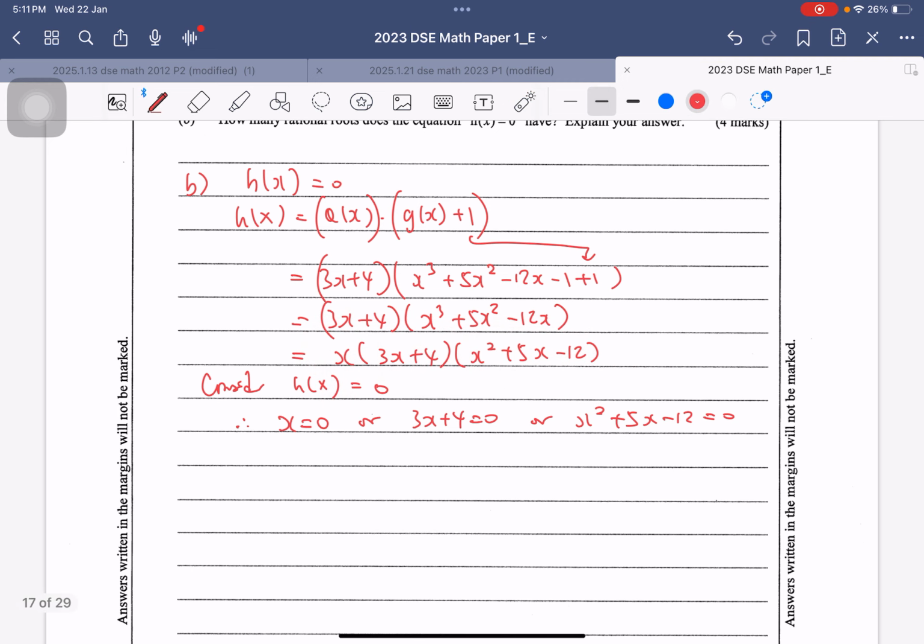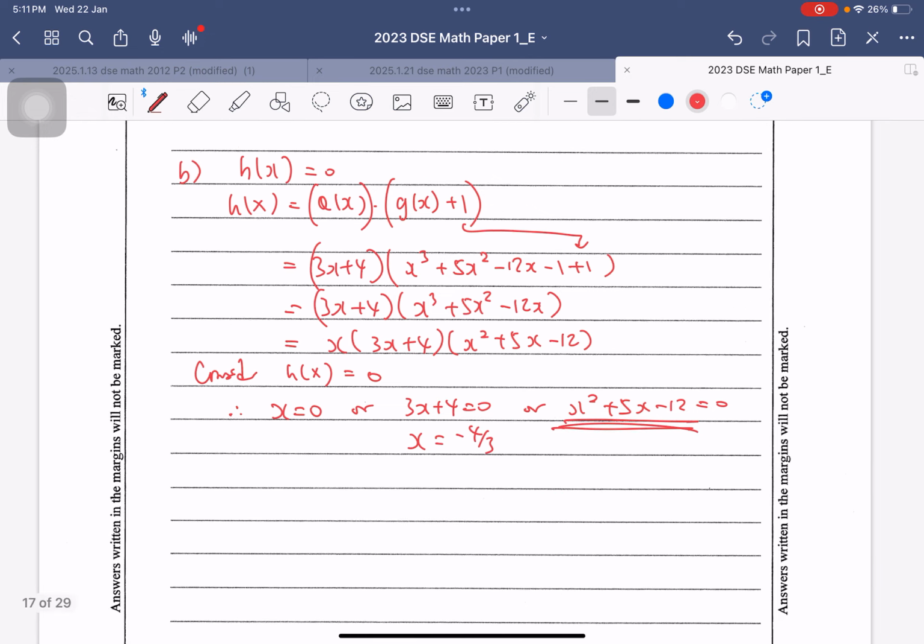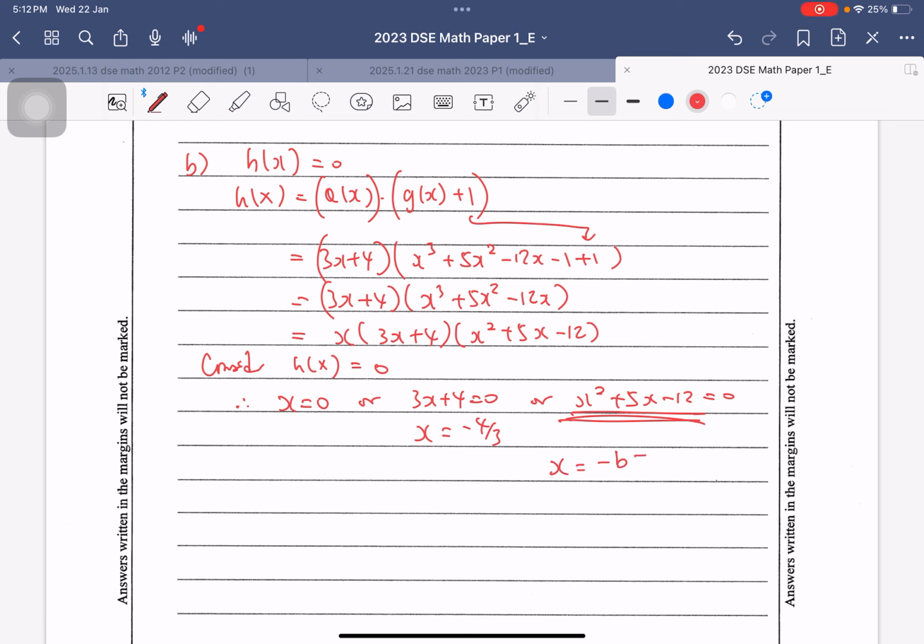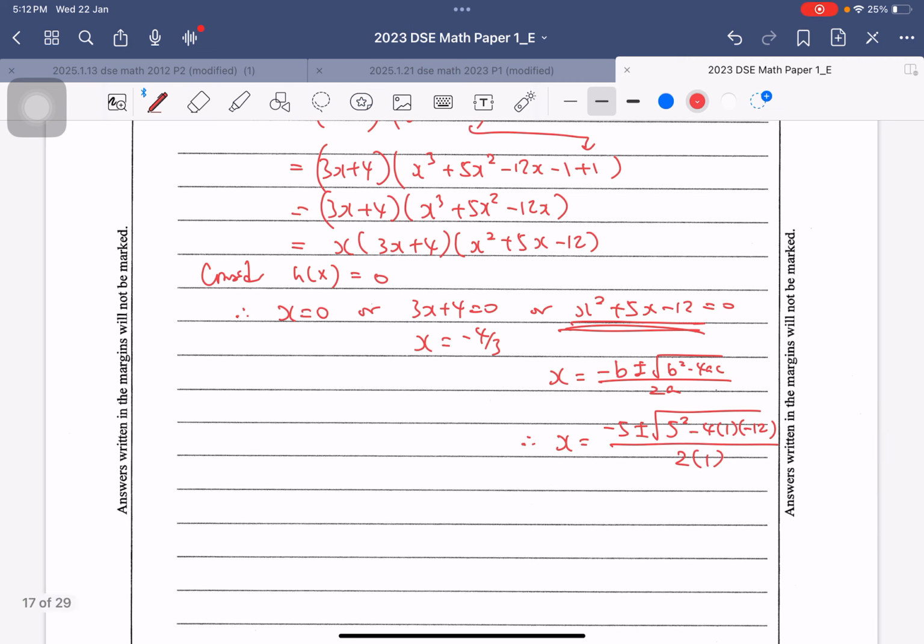So now we can say x is equal to 0 or x is equal to negative 4 over 3. Then how to solve this equation? We can use the quadratic formula, isn't it? So x is equal to negative b plus or minus the square root of b squared minus 4ac, divided by 2a. So we can say x is equal to negative 5 plus or minus the square root of 5 squared minus 4 times a, which is 1, times c, which is negative 12. This is ax squared plus bx plus c. And then we divide by 2a, which is just 2 times 1. So x is giving you negative 5 plus or minus the square root of 25 plus 48, giving you 73, divided by 2.